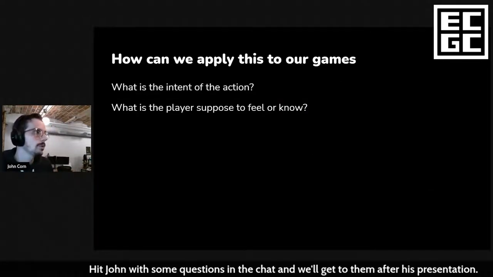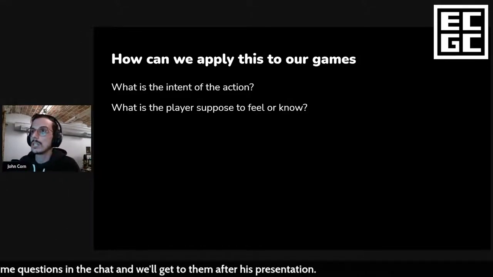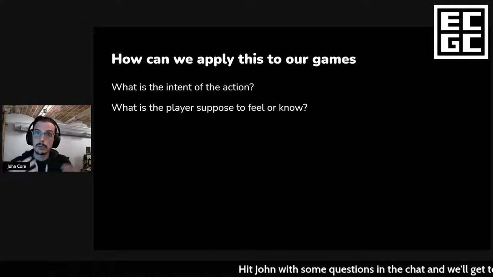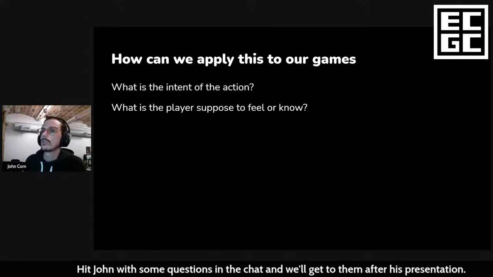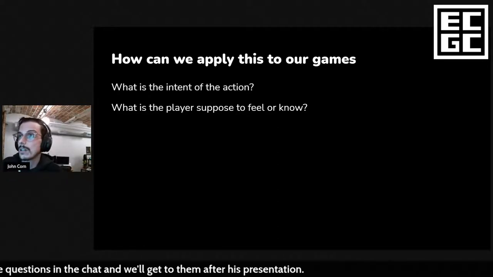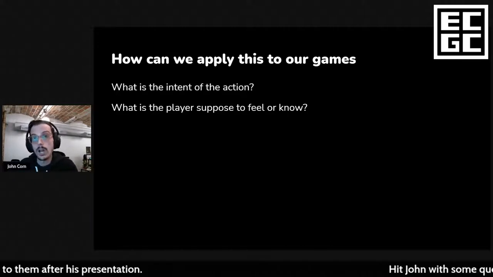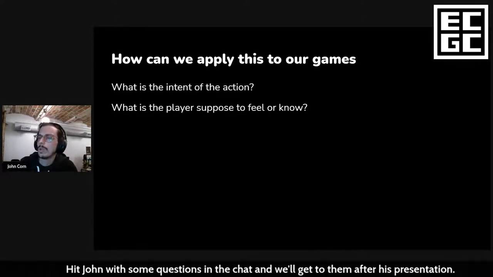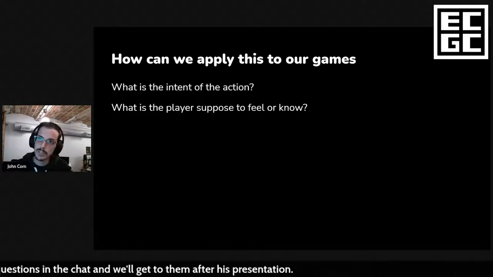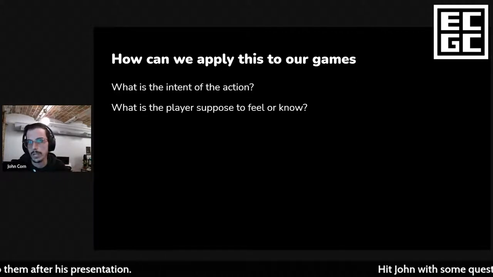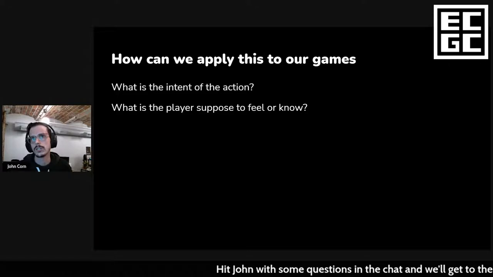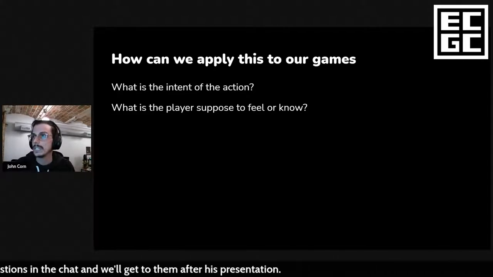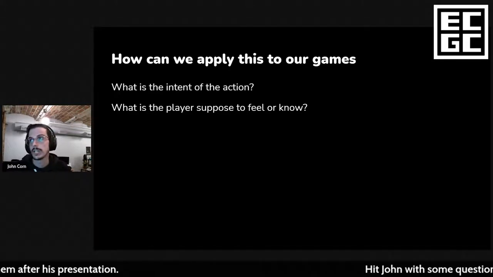So at this point, now you're asking, how can we apply this to our games, right? We can think about applying these six principles of animation to our games in two ways. Ask yourself two things: what is the intent of this action, and what is the player supposed to feel or know about this particular action that's happening in my game? We can break these into a bunch of different categories. I've broken it into six categories, then five, four, and now I'm on three. I think these three really sum up all the things you'd want to give to your player. Those three that we're going to focus on are tactility, information, and tension. So let's go over those right now.